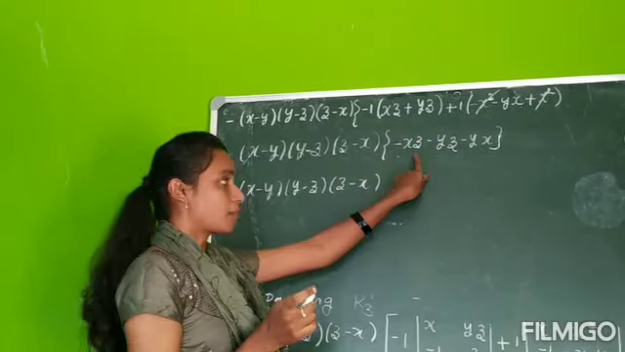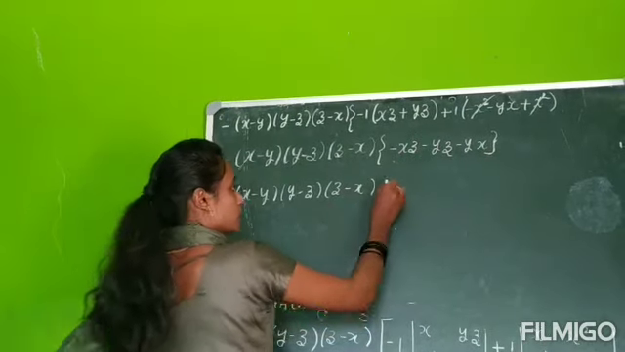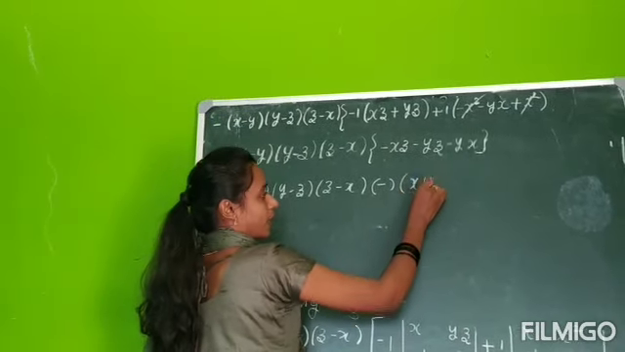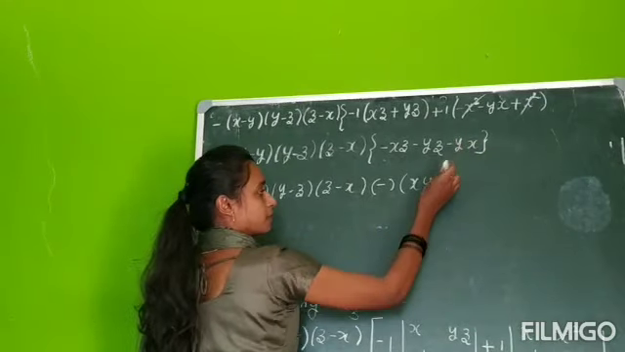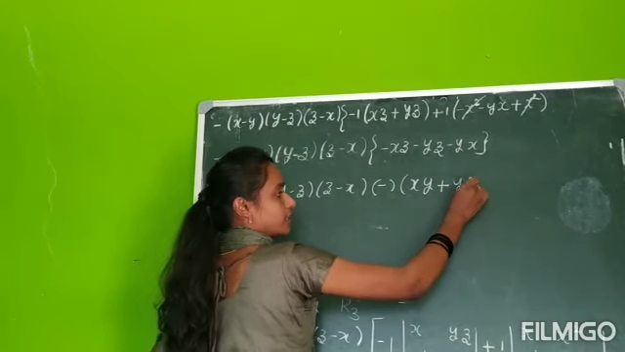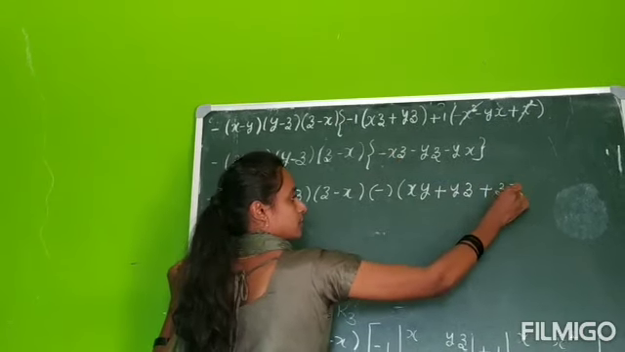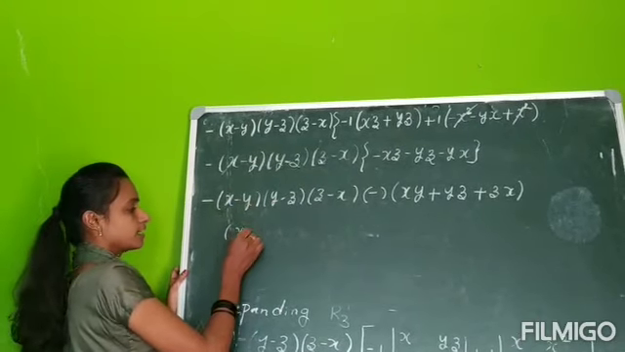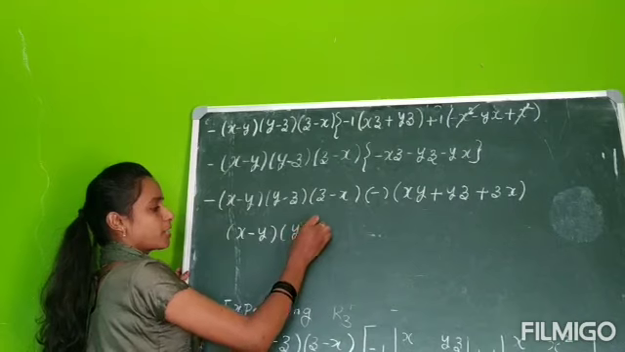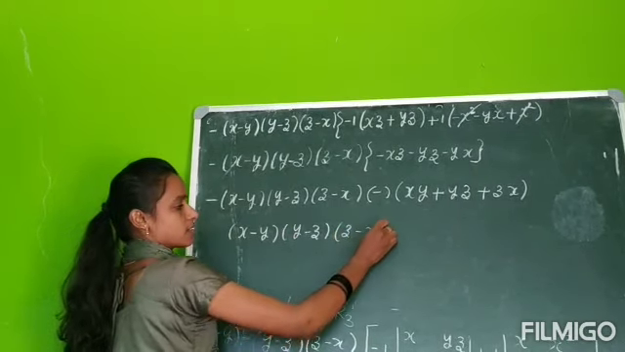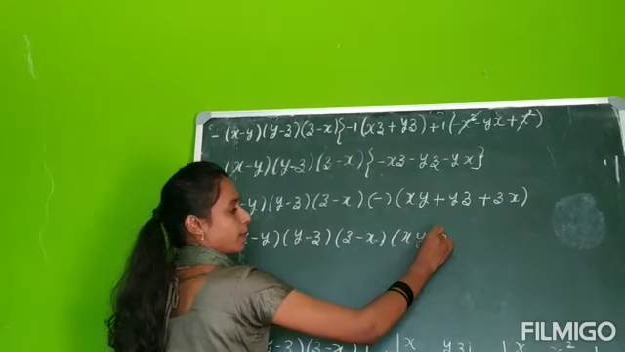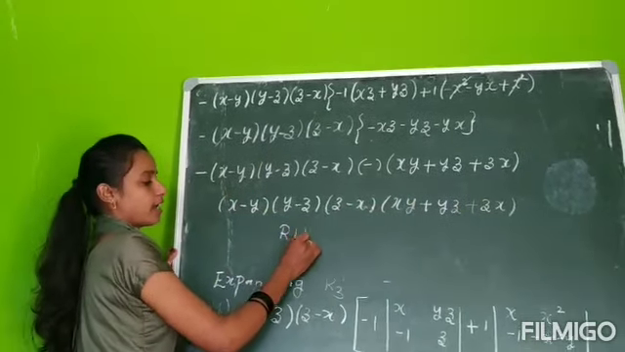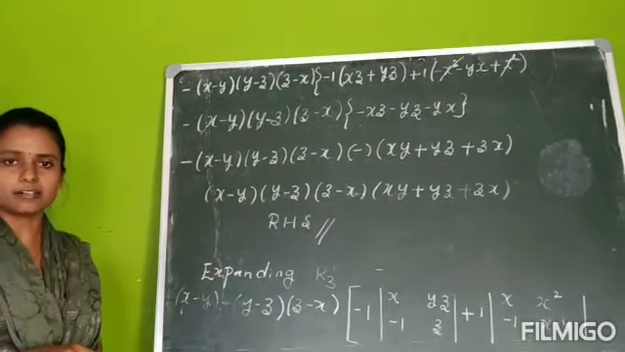Next, if I take a minus common from all these terms, the remaining is xy plus yz plus zx. Is it clear? Now this minus and this minus will be plus. Hence you can write x minus y into y minus z into z minus x into xy plus yz plus zx. This is the required RHS. Hope this is clear.